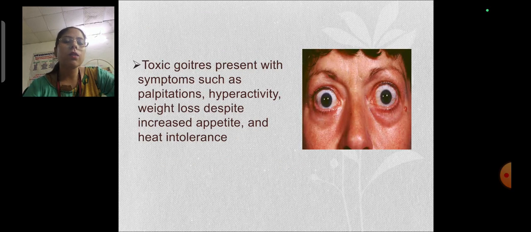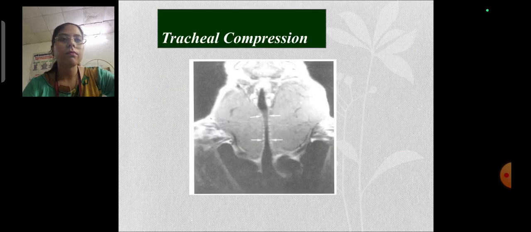Toxic goiters present with symptoms such as palpitations, hyperactivity, weight loss despite increased appetite, and heat intolerance. Here you can see the tracheal compression caused by the swelling of the goiter.